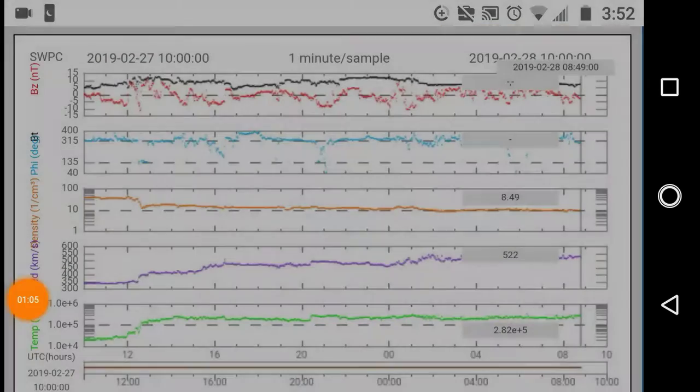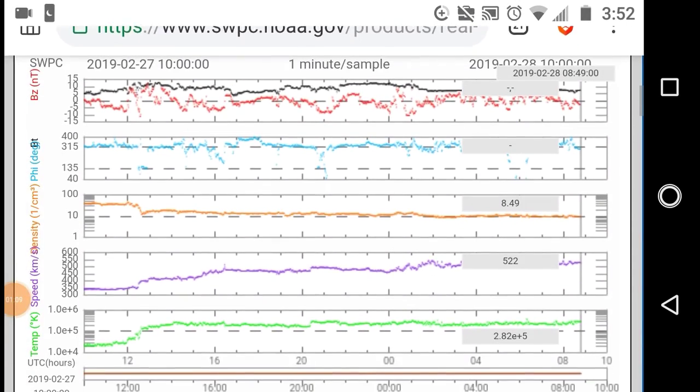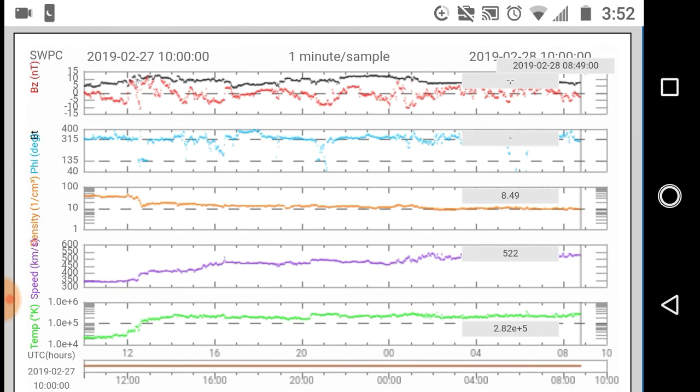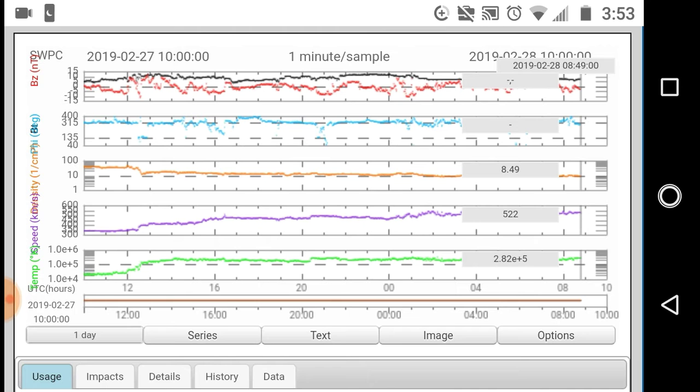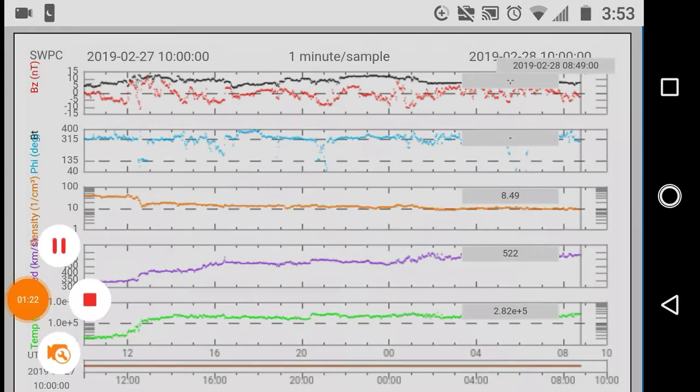Moving on. Next, we'll take a look at the real-time solar wind. We see phi angle is up around 315 right now. Solar wind density 8.49 protons per cubic centimeter. Solar wind speed 522, remaining elevated.